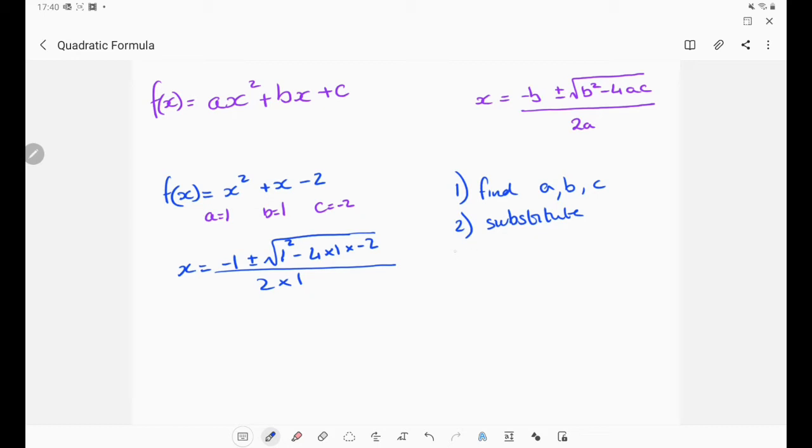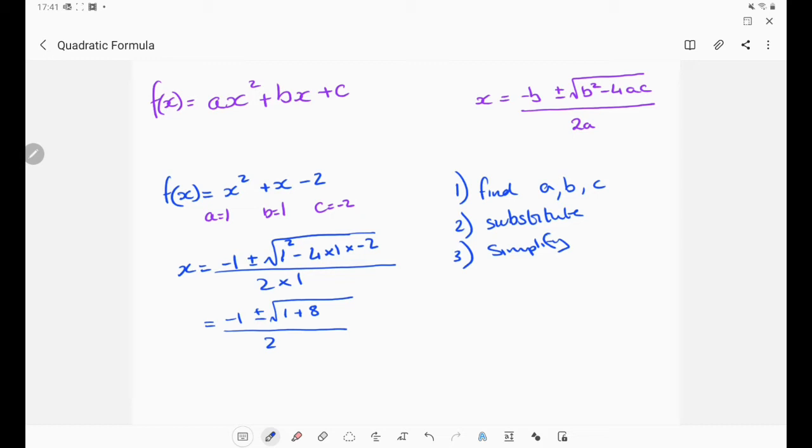Okay, fantastic. We're ready for step 3, which is simplify. And what this means is at the moment this is a bit unmanageable. So you're going to clear up all of your negatives and you're going to get ready to put those into the calculator when the time comes. So 1 squared is 1. Take away 4 times 1 times minus 2, so that's minus 4 times minus 2. Minus times a minus, we're going to end up with positive 8 there. All over 2 times 1, so just 2.